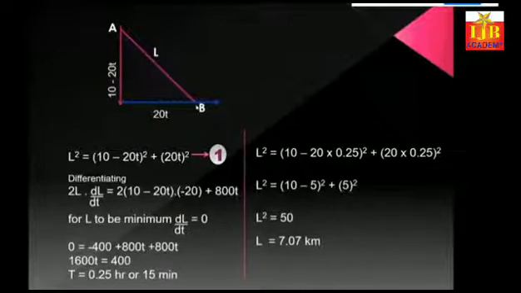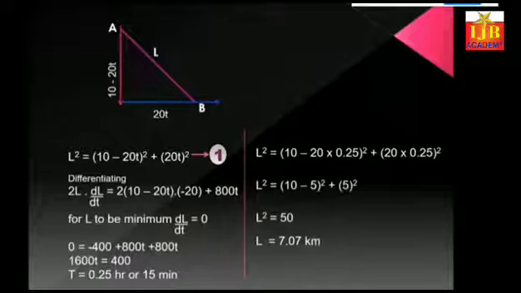Using mathematics, I drew a right angle triangle, and you know Pythagoras very well, so we can apply Pythagoras. Hypotenuse square, that is L squared, can be written as the sum of squares of the other two sides. One side is 10 minus 20t, the whole squared, plus the other side, 20t, the whole squared. Now I got the equation.